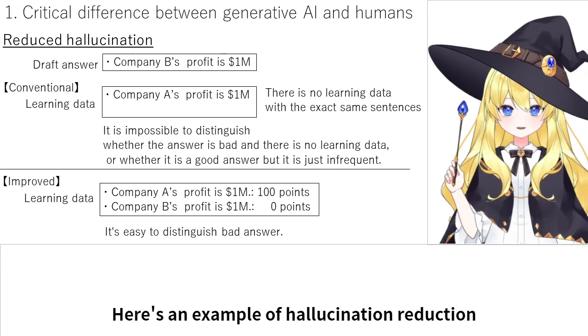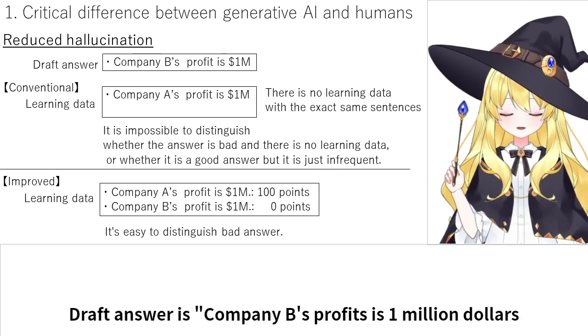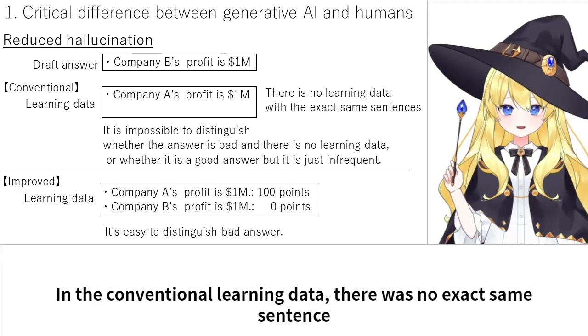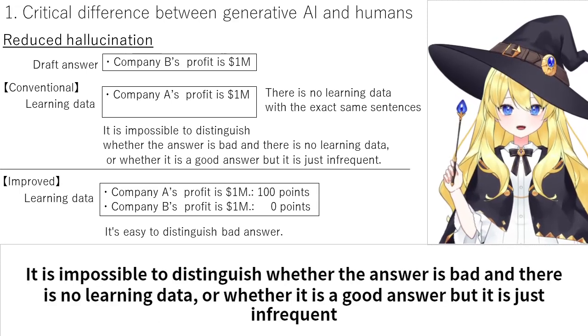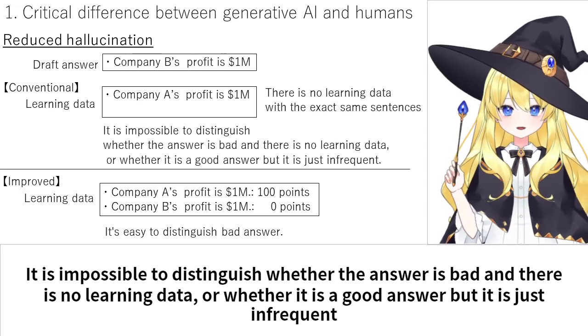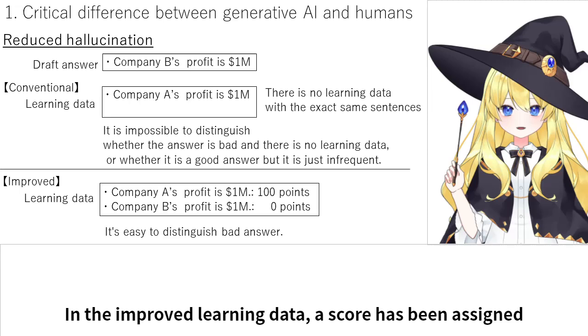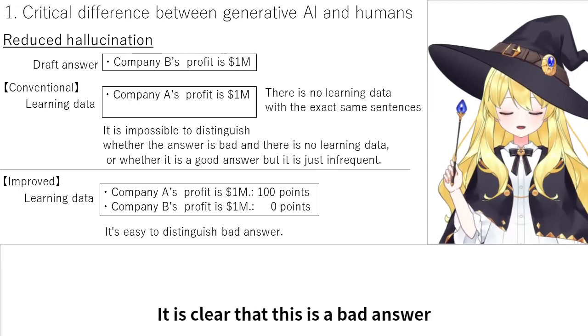Here's an example of hallucination reduction. The draft answer is: company B's profits are $1 million. In the conventional learning data, there was no exact same sentence. It is impossible to distinguish whether the answer is bad and there is no learning data, or whether it is a good answer but just infrequent. In the improved learning data, a score has been assigned. It is clear that this is a bad answer.